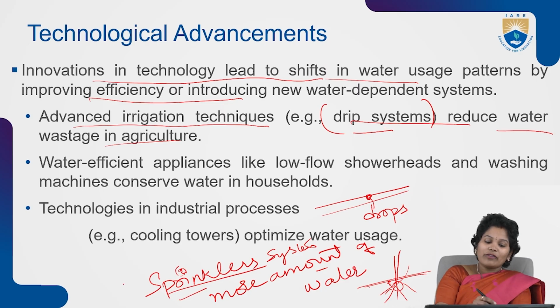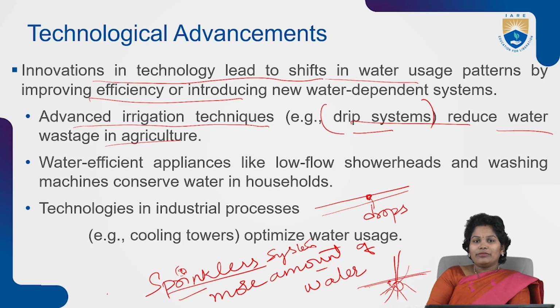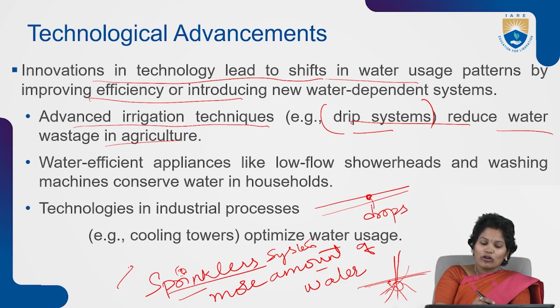In a sprinkler, whenever you apply water to the irrigation in the sprinkler form, some part of the water will evaporate into the atmosphere directly, without reaching the ground. When coming to drip systems, we are applying water directly to the root zone of the plant.